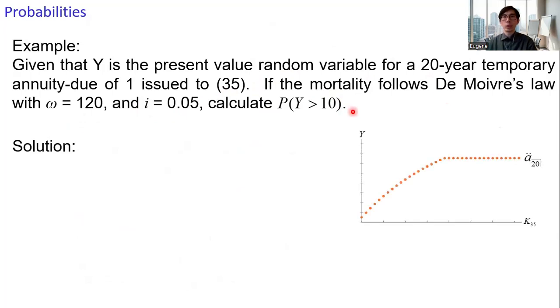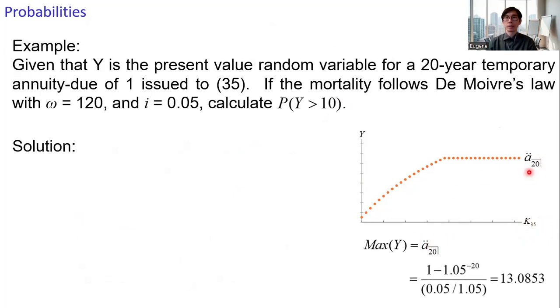All right, this is a 20-year temporary annuity due. Instead of having T35 on the horizontal axis, we have K35. The maximum of Y is ä angle 20, and the corresponding value is 13.0853. And we want to get the probability that Y is greater than 10.